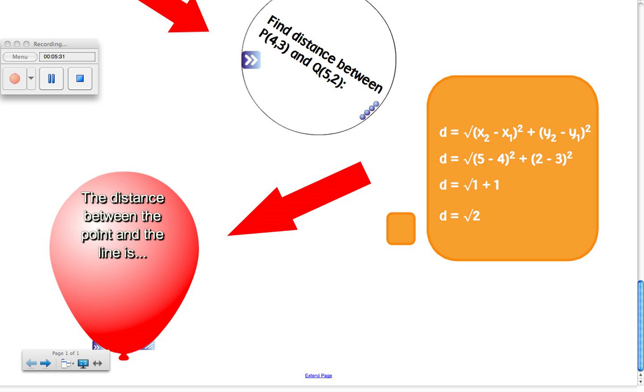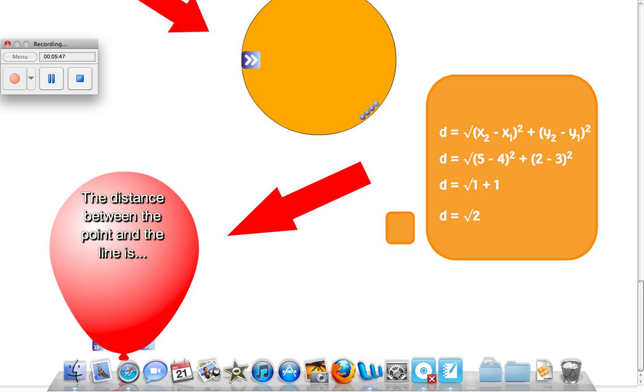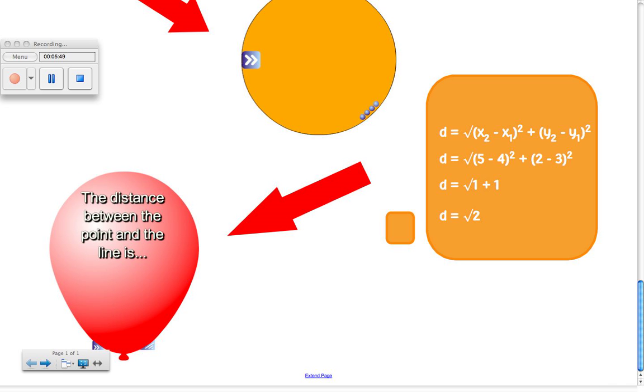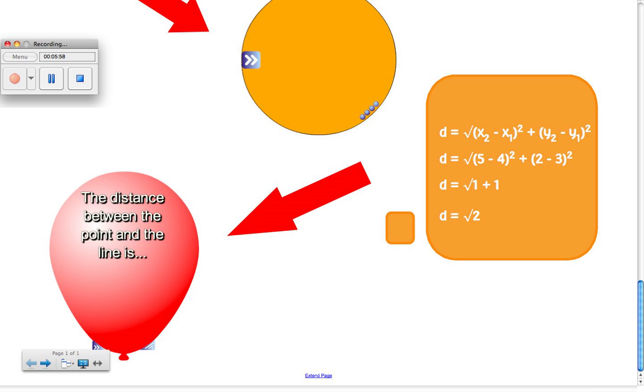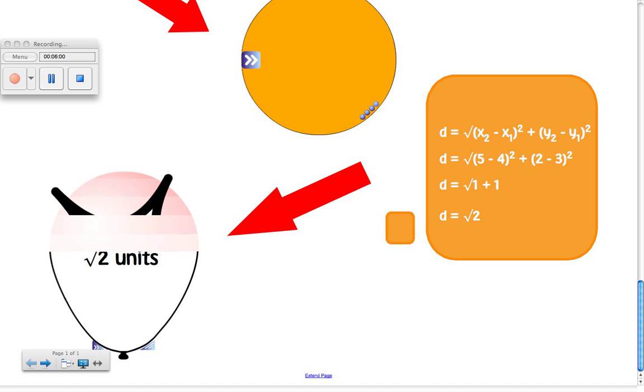Now, our distance is radical 2 because we figured out the system of equations from line L and W, and we used those coordinates and our point that they gave us in the beginning, and we found the distance between each of them. So we will find that the distance between the point and the line is d equals radical 2. So it'll be radical 2 units.